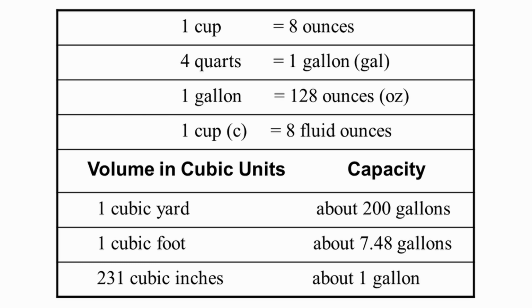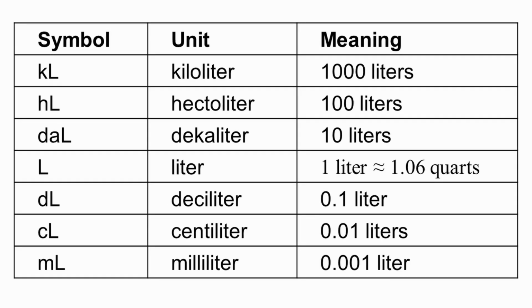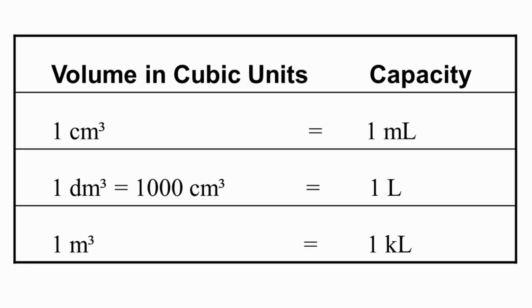that 1 cubic yard is about 200 gallons, 1 cubic foot is about 7.5 gallons, 231 cubic inches is about 1 gallon. Then we have all of our things in terms of liters with the metric system: kiloliters, decaliters, centiliters, and so on, as well as the conditions for equivalence between volume in cubic units and capacities: a cubic centimeter is equal to a milliliter, a cubic decimeter is equal to 1,000 cubic centimeters, which is equal to a liter, and 1 cubic meter is equal to 1 kiloliter.